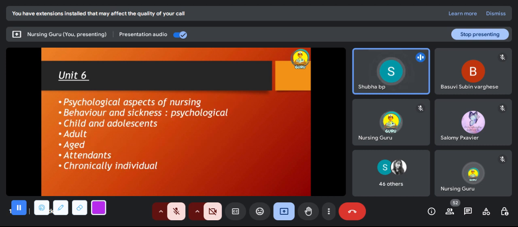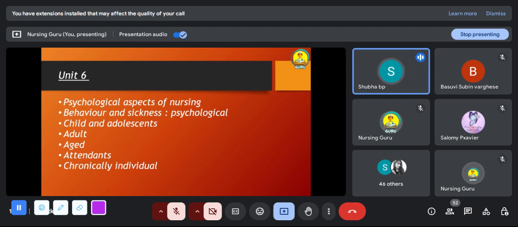And coming to the next one, unit 6. In the syllabus, unit 6 consists of psychological aspects of nursing, behavior and sickness, and child and adolescence. And next one adult, next one aged, next one attendance, next one chronically ill individuals.